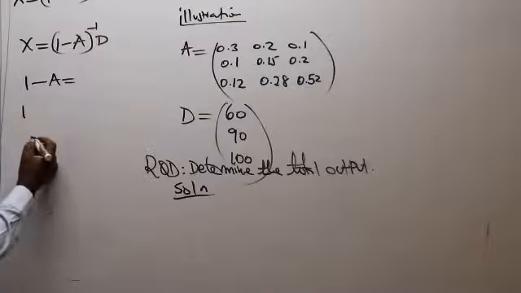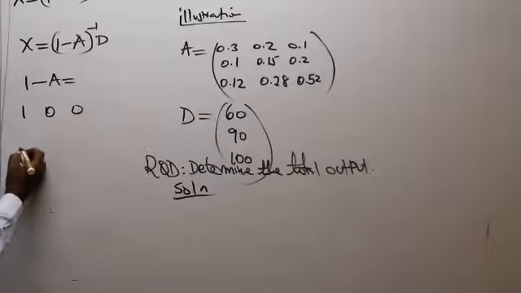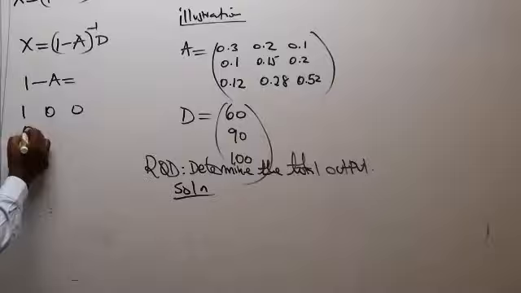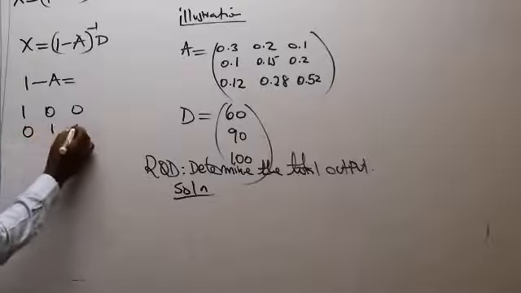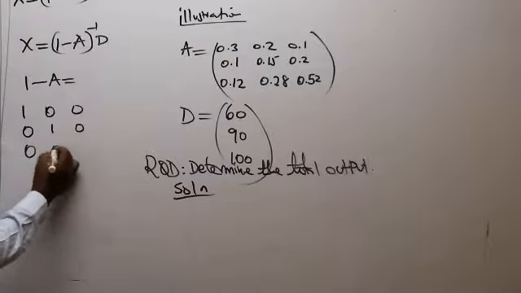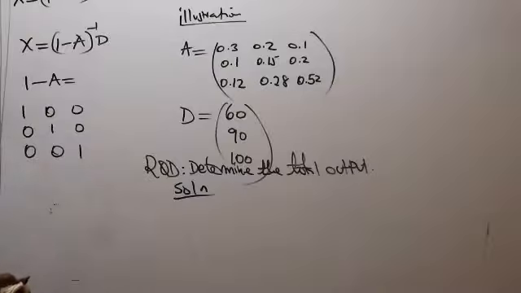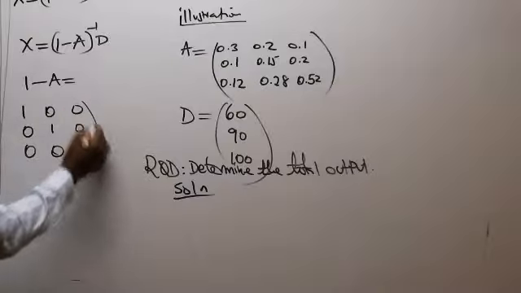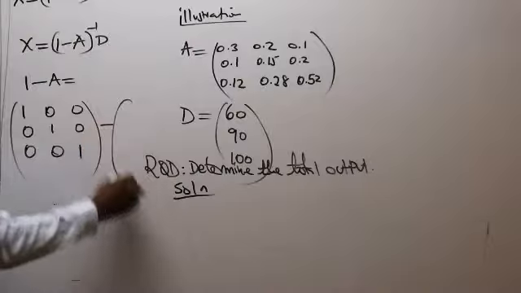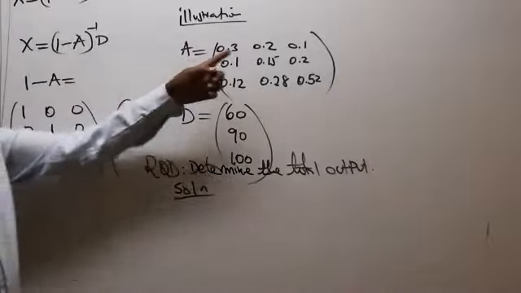So the identity is 1, 0, 0. Then we start here with 0. The next one will be 1, 0. And then we have 0, 0, 1. Which they would want me to come here and deduct. They would want me to come here and deduct my A.